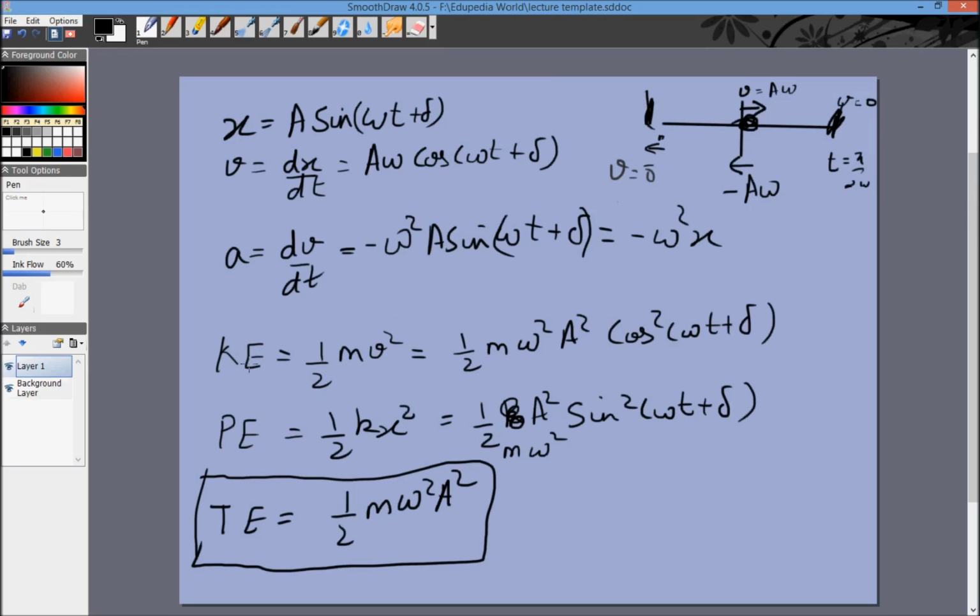And so what is the maximum value of kinetic energy? When this would be 1, that is half m omega squared a squared. What is the maximum value of potential energy? When this would be 1, that is half m omega squared a squared. So the sum of them is always half m omega squared a squared, and at the extreme values kinetic energy is 0, and at the origin the potential energy is 0.